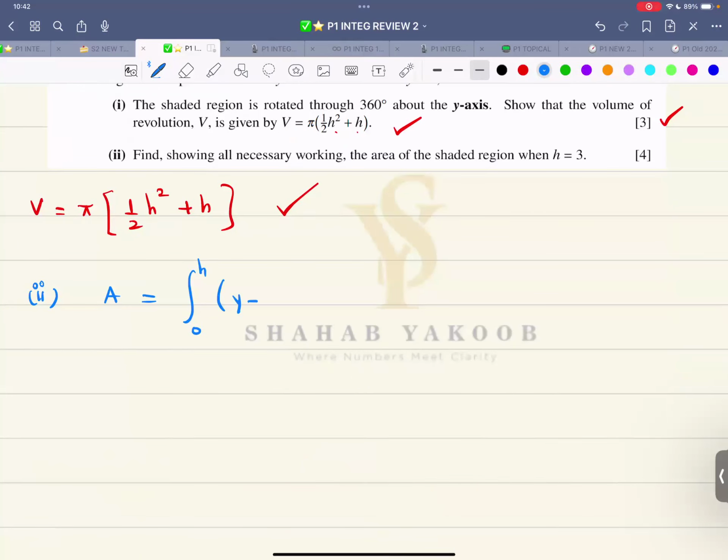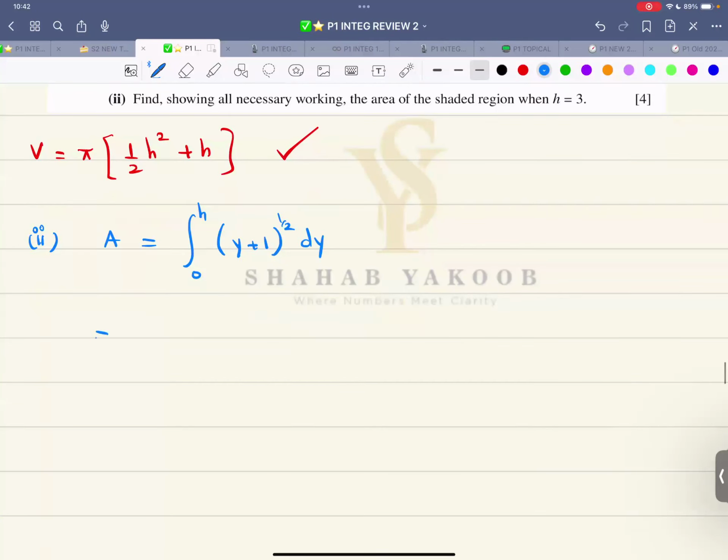So this is (y plus 1) raised to the power of half dy, and there is no pi. So this is y plus 1 raised to half plus 1, which is 3 over 2, divided by 3 over 2, divided by the coefficient of y, which is 1, between the limits 0 and h.